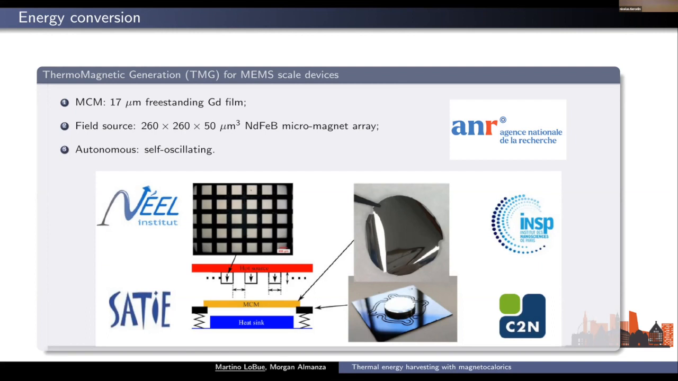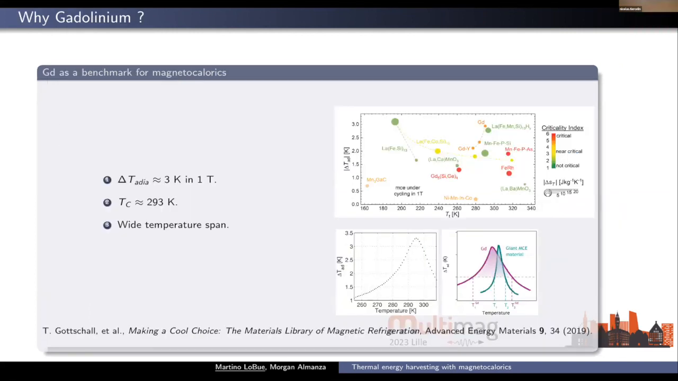So an autonomous system. To do that, why gadolinium? Gadolinium has a quite good adiabatic delta T. Its TC is close to room temperature, and it has a quite wide temperature span for the caloric effect. The bad issue with gadolinium, everybody knows, it is critical, not in the sense of Curie point, but in the sense of the cost of gadolinium. So that's a problem, definitely. Nonetheless, energy harvesting with magnetocalorics is something new. Microsystems doing that are something new, and gadolinium has been the reference, the benchmark material for magnetic cooling, so why not use it as a benchmark at first, at least, for this application.